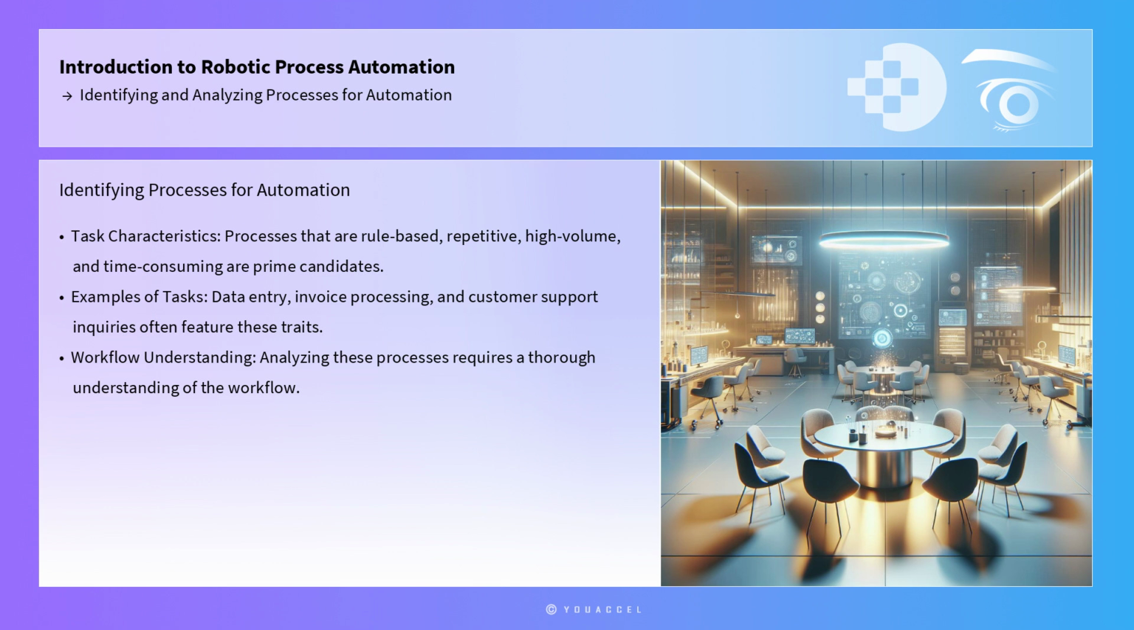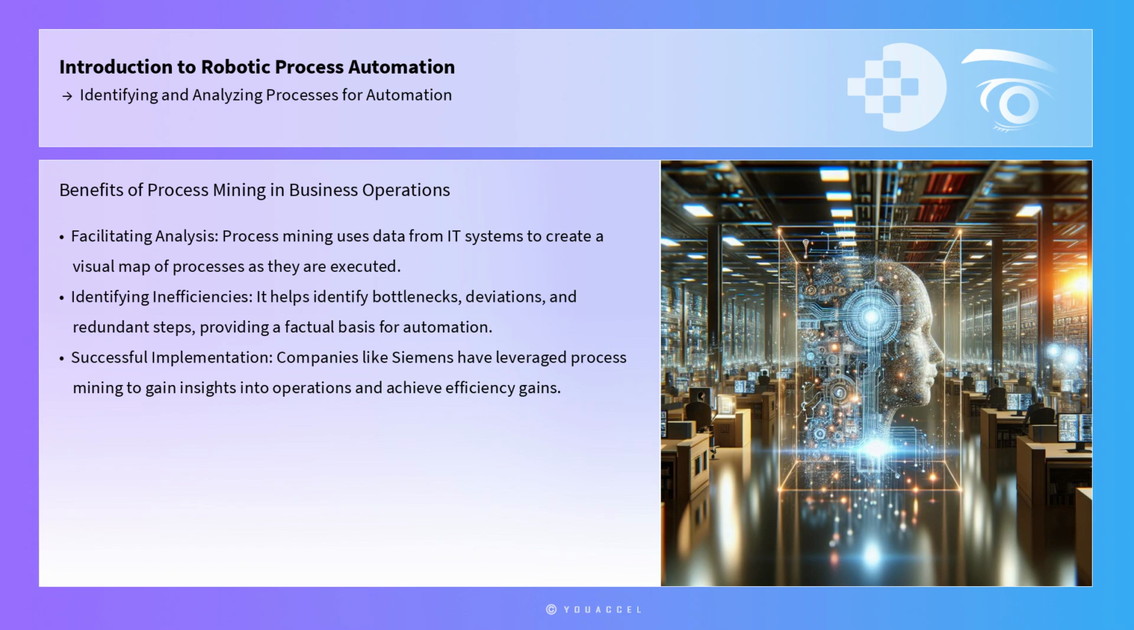Analyzing these processes requires a thorough understanding of the workflow to identify pain points and inefficiencies that automation could resolve. A practical tool to facilitate this analysis is process mining, a technique that uses data from IT systems to create a visual map of processes as they are executed. Process mining helps identify bottlenecks, deviations, and redundant steps, providing a factual basis for deciding which processes to automate. Companies like Siemens have successfully leveraged process mining to gain insights into their operations, leading to the automation of key processes and significant efficiency gains.